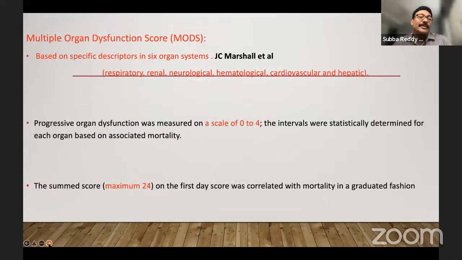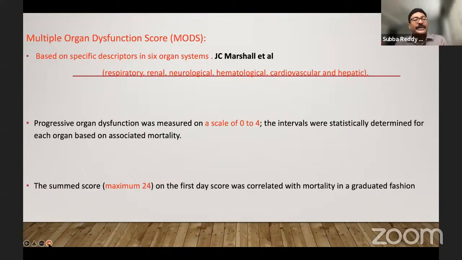So based on the multiple organ dysfunction, they have given a score. Based on the respiratory, renal, neurological, hematological, cardiovascular, and hepatic systems, organs they have taken. The progressive organ dysfunction was measured on a scale of 0 to 4. The intervals were statistically determined for each organ based on the associated mortality. The summed up score maximum is 24, unlike your Apache 286. Here, the maximum score is 24 on the first day score and correlated with the mortality in a graduated fashion.